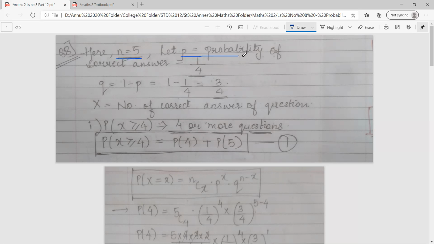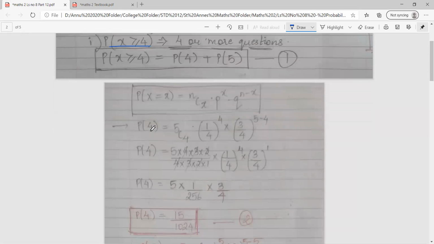We have taken P, the success, as the probability of getting the correct answer. So only one answer is right out of the 4 options. So 1 upon 4 is the probability. Q is equal to 1 minus P, which is 1 minus 1 upon 4, that is 3 upon 4. So now, as we got all the 3 alphabets, we have to find probability of X greater than or equal to 4, because they have told us 4 or more questions. So as I told you all, 4 or more represents over here P of 4 plus P of 5. So we'll consider this as point number 1.